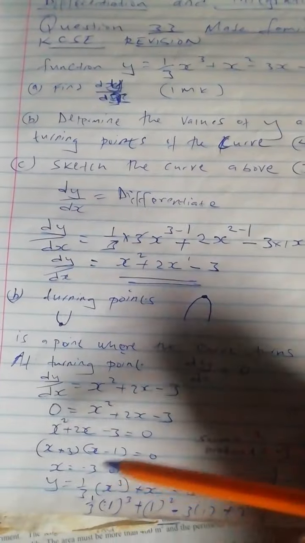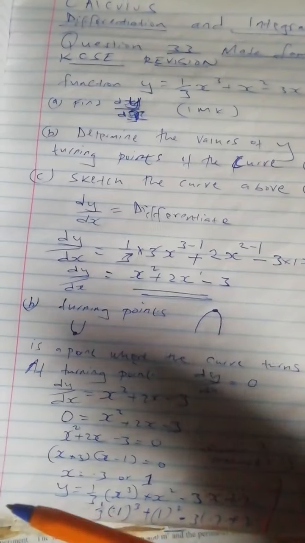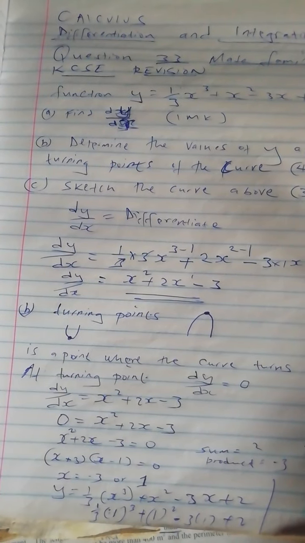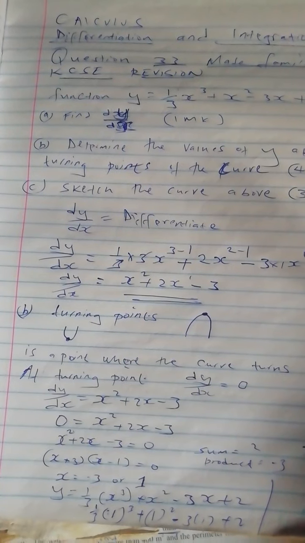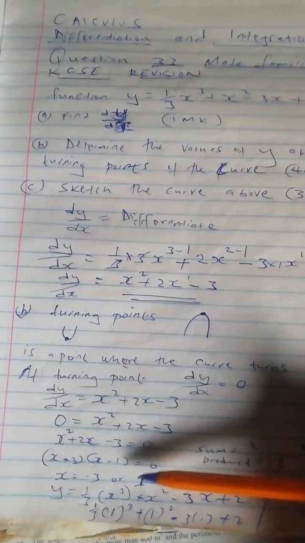But if they ask you for the turning point, you can simply leave your answer as x equals -3 and 1. In this example they were asking for y, so you replace to get y. But if they did not ask you to find y, you can simply end at this point by finding x.